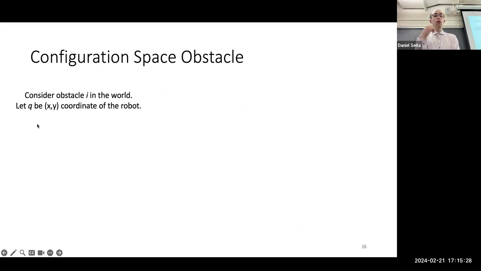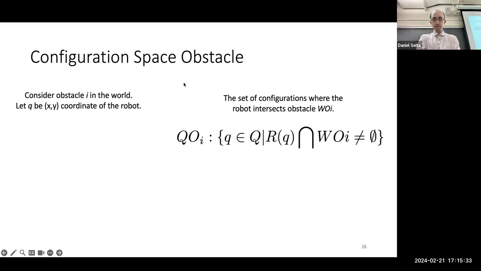All right, so if you have obstacle O_i, and you have Q be the XY coordinate of the robot, then the set of configurations where the robot intersects obstacle O_i. All right, so what this means is this thing here is the set of all possible configurations. In this case, all possible 2D coordinates, such that the set of all points that the robot occupies intersected with the obstacle is not equal to the empty set.